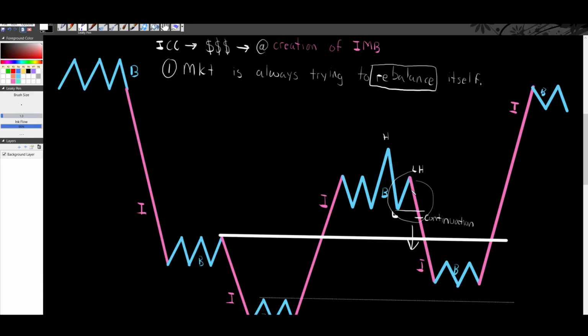Is that why when gaps are created, they're later filled? Yes. So anyway, when we created this gap or this imbalance right here, right? So let me go ahead and draw it. Where's the imbalance? You really draw the imbalances out in market structure like this.